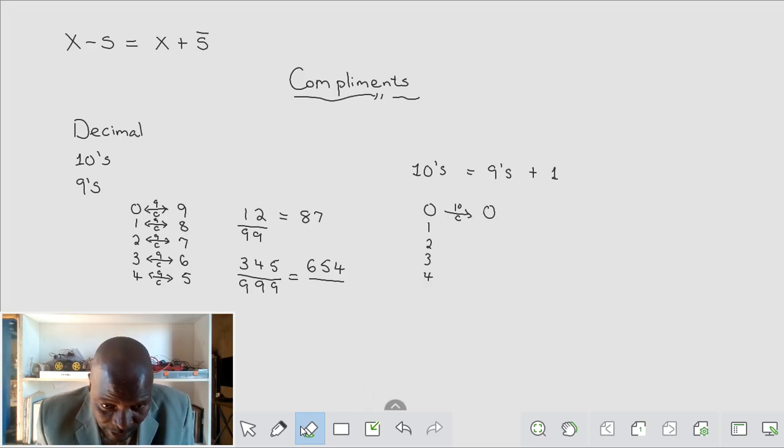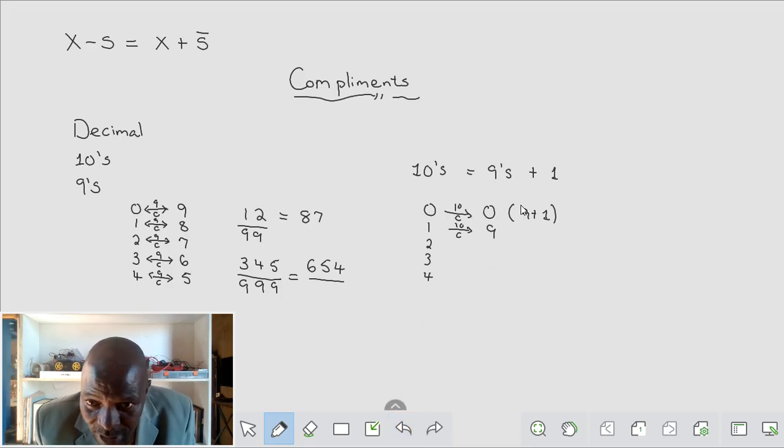Okay, and then if you look at the next one there, remember this is 9's complement plus 1. If you look at the 10's complement of the second one, that one was an 8, this would be a 9. Why? This was 8, again it's 8 plus 1. So all of them will be 9's complement plus 1. Here the 9's complement is an 8, and 8 plus 1 is 9.